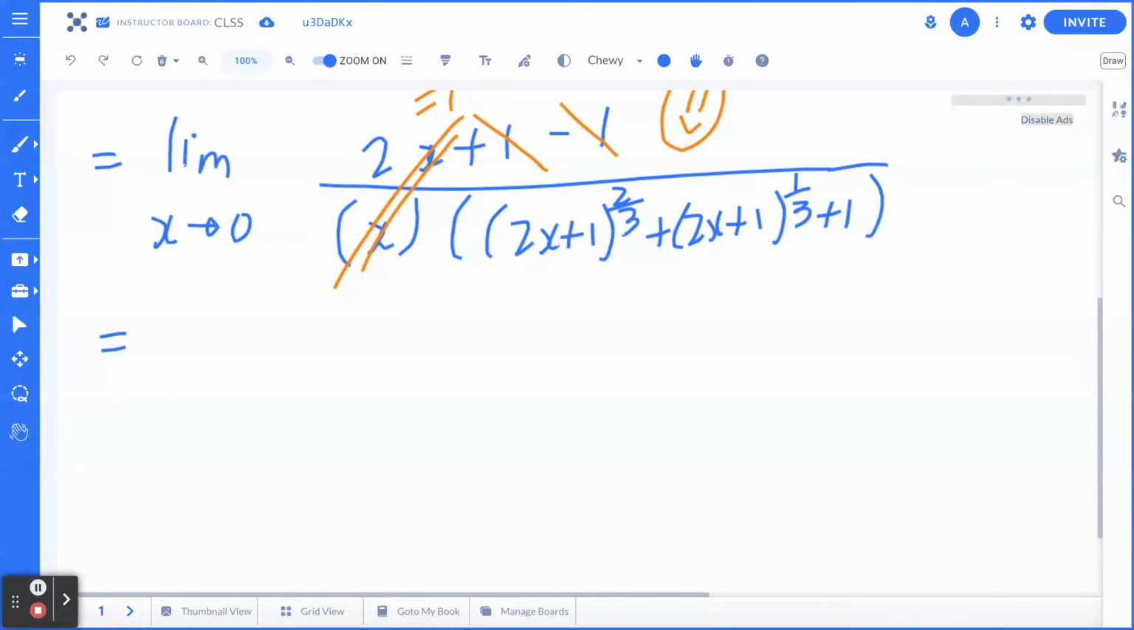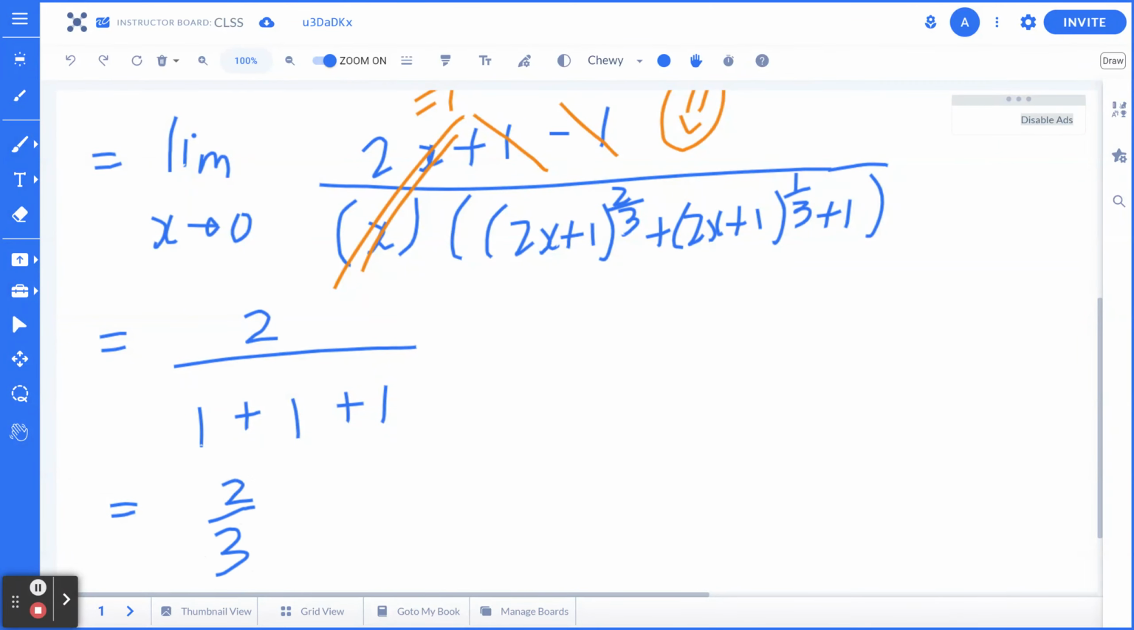Now, you're going to plug in x to be 0. When you do, 2 times 0 is going to be 0. 0 plus 1 is 1. 1 to the power of 2 over 3 is still going to be 1. Same thing here. When you plug in x to be 0, 2 times 0 is 0, 0 plus 1 is 1, and 1 to the power of 1 over 3 is going to be 1. And of course, you copy the last one.